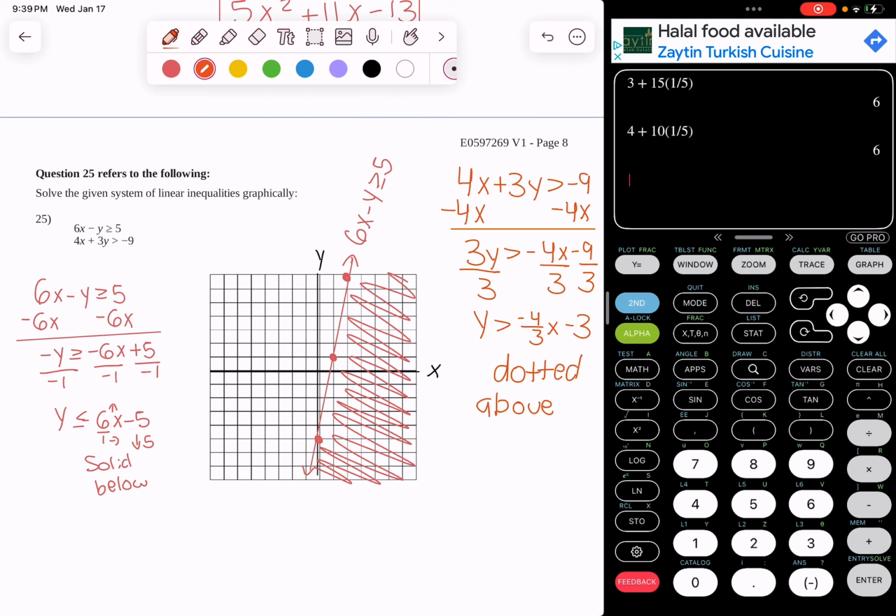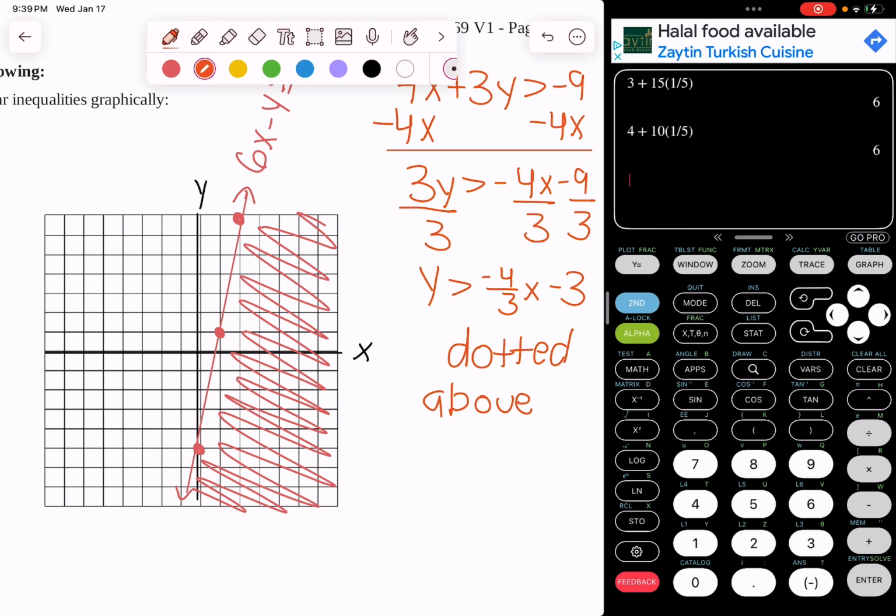All right, with the negative 3, that's going to mean I go down 3. 1, 2, 3, and I put a dot. Then with my negative 4 over 3, that means I go down 4, 1, 2, 3, 4, and I go to the right 3. 1, 2, 3. And let's go the opposite way. Up 4, to the left 3. Perfect. Now I'm going to make this a dotted line. I'm going to put arrows. And I'm going to shade above.